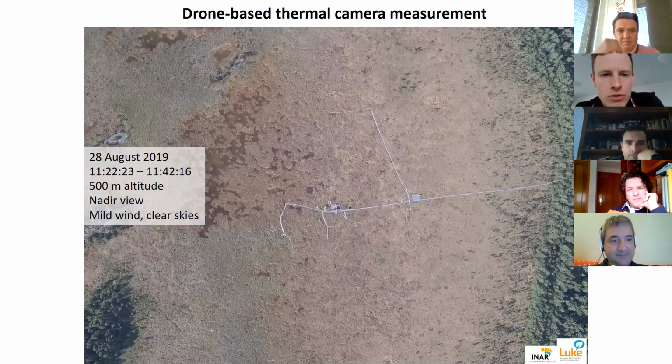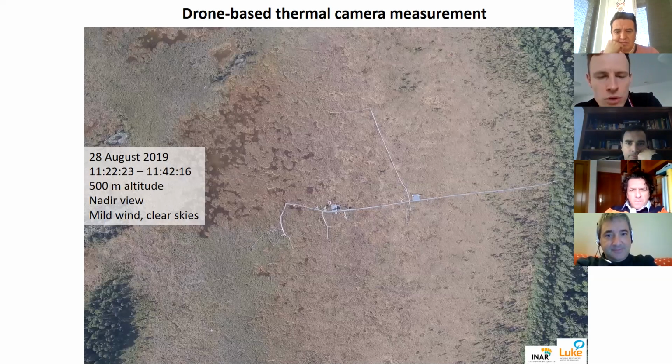This is what the site looks like from the drone. This is the 500-meter altitude from which I was conducting the survey. That's the entire field of view. The camera is combined thermal and RGB, so I'm able to see it in real color. It's really helpful.